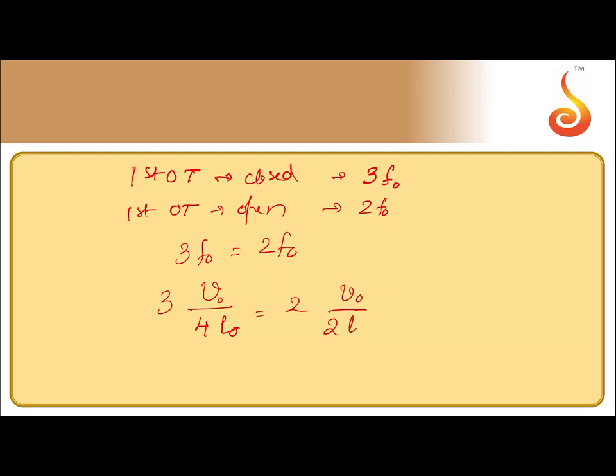We can call this the closed pipe and this the open pipe. So 3 times VC divided by 4LC is equal to 2 times VO divided by 2LO.